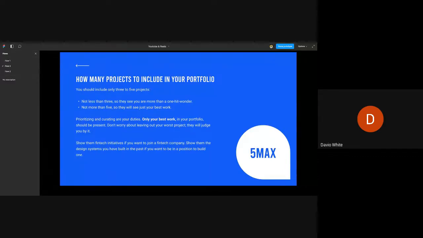I know some persons might have this particular question to ask: how many projects do I have to include in my portfolio? Most times we want to show that we're badass. We've worked on so many projects. You've worked on 100 projects, and you want to include all of them in your portfolio. I'll tell you to stop.